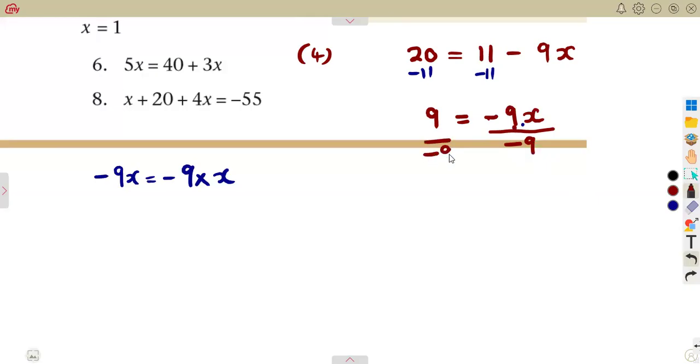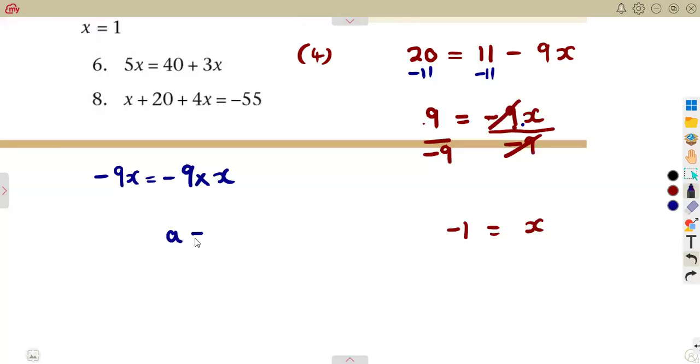Whatever you do on the left-hand side, you also do on the right-hand side. So this was going to cancel. As you can see, they're the same. They cancel. You remain with what? You remain with x. So x there, 9 over -9. This was going to give us a -1. So our x is -1.